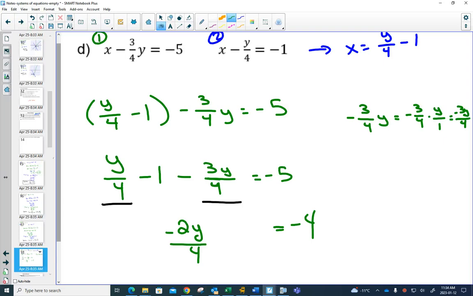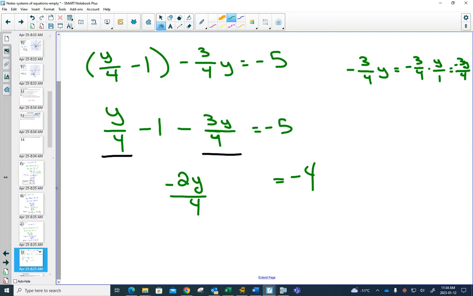Is that good? Now, I want to get y by itself. What can I do? I could multiply both sides by 4. Perfect. That would give me minus 2y equals minus 16.